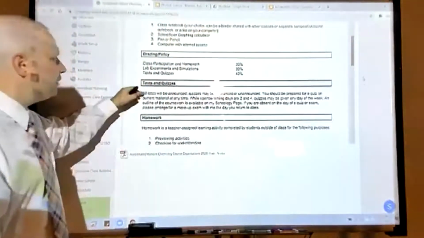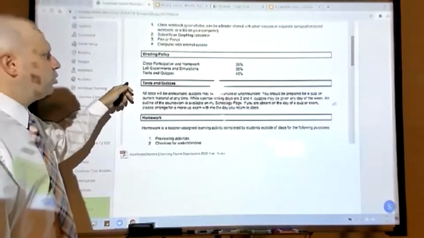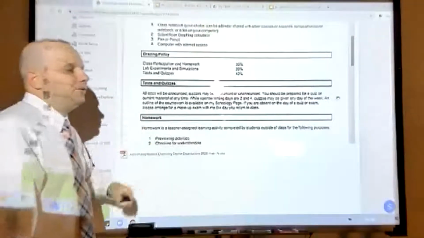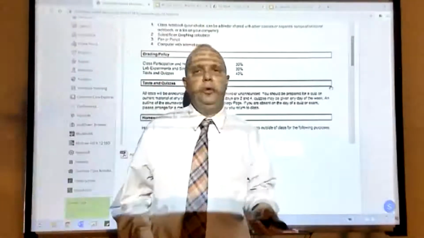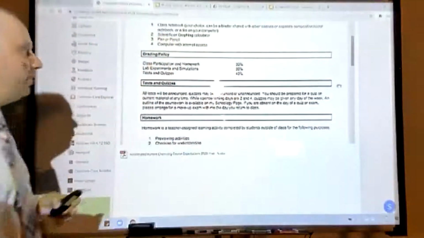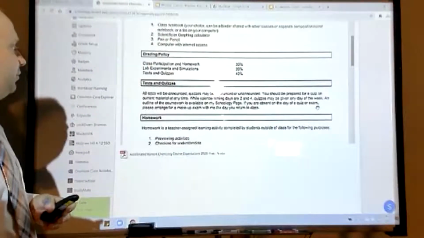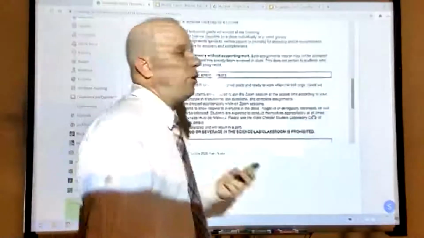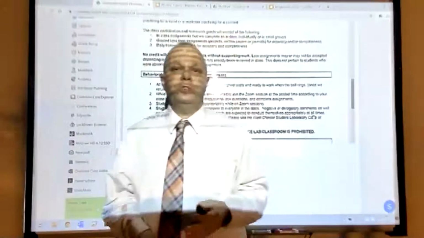Next, it says all tests will be announced. Quizzes might be announced or unannounced. At least in this virtual format, they will be announced. It'll be different if we get back into the building and we're able to see each other on a regular basis. Next, homework. It's just some information here that as a department we put in all of our course expectations about homework.